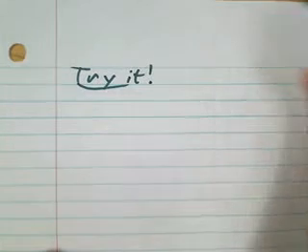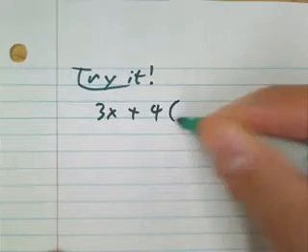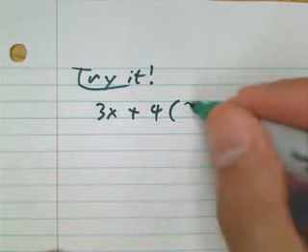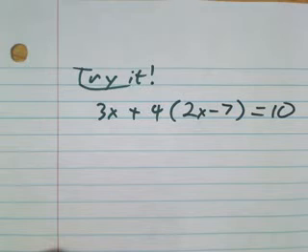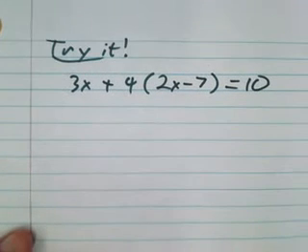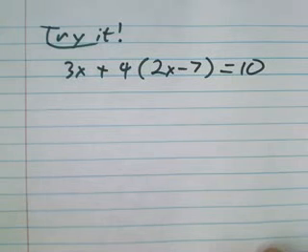All right, so I have 3x plus 4 times 2x minus 7 equals 10. And I know I didn't show you anything quite like that. Just do some algebra stuff, do the distributive property, combine like terms, do all that fun stuff, try it out. I think you'll be able to get there.